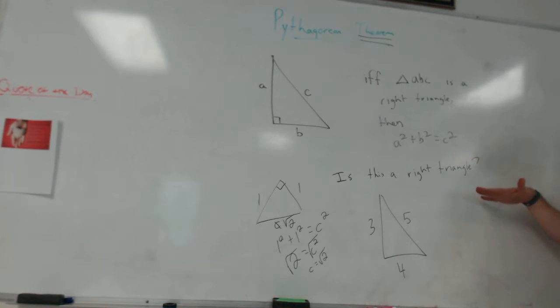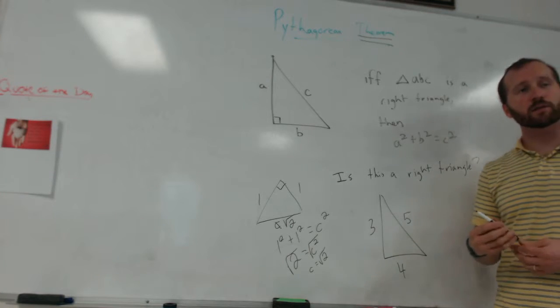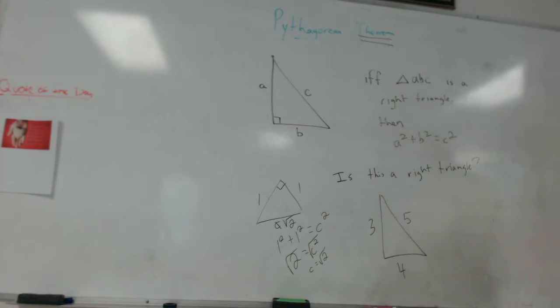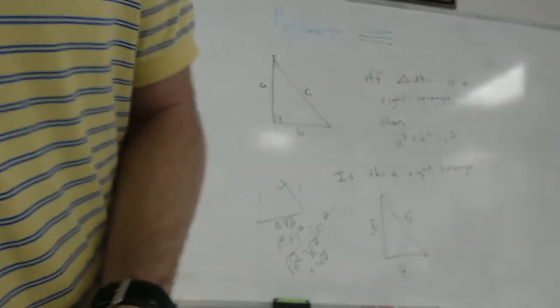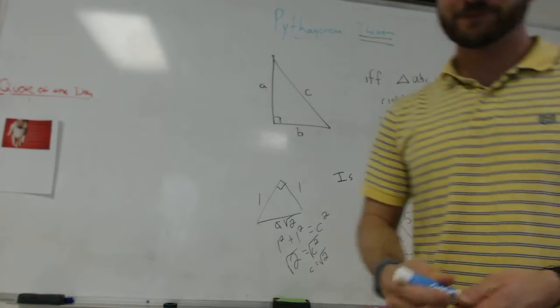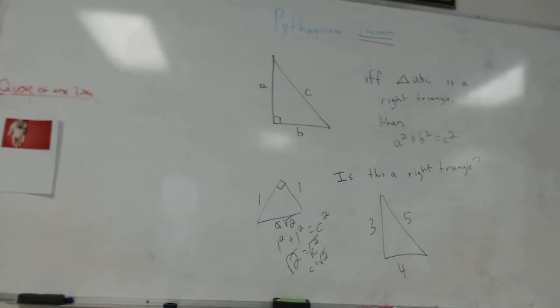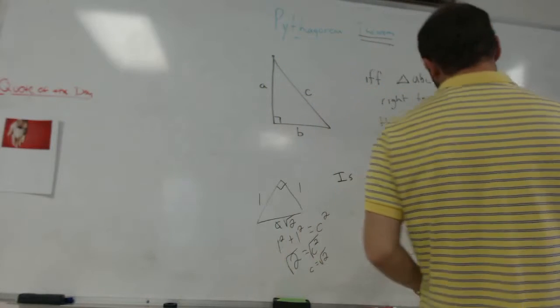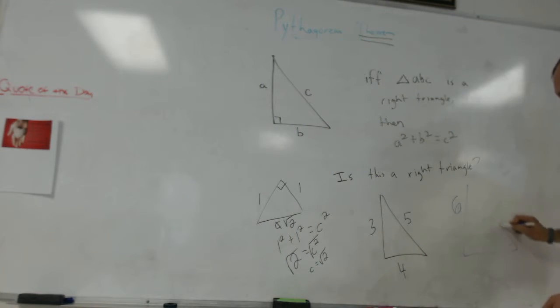The cool thing about this is you'll start to recognize patterns because you guys have learned about similar triangles, right? So I know that a triangle that's similar to this will also be a right triangle. So for example, if I saw the triangle 6, 8, and 10, I know that that's similar to 3, 4, 5, so it's going to be a right triangle too.